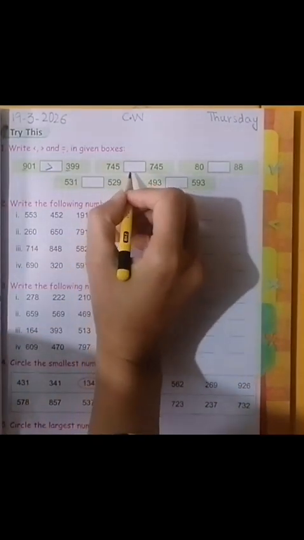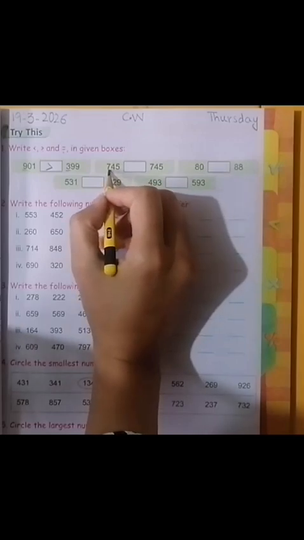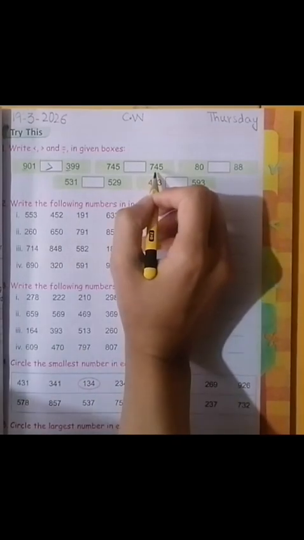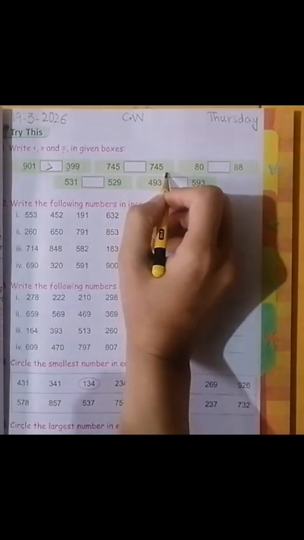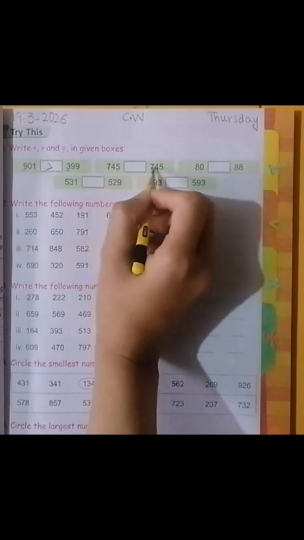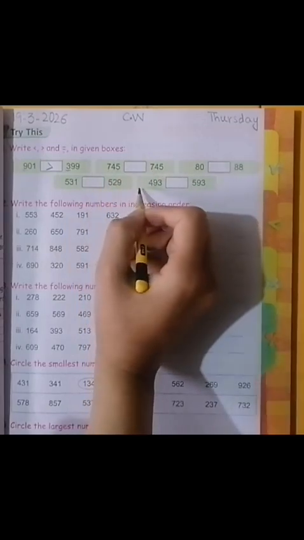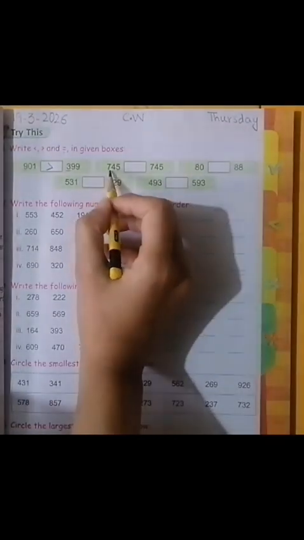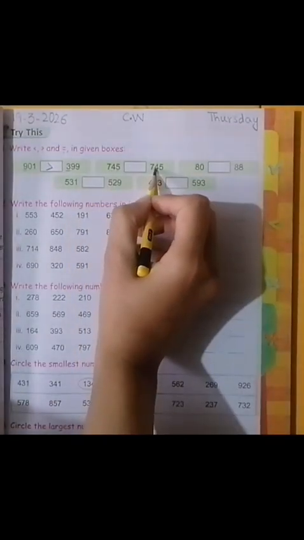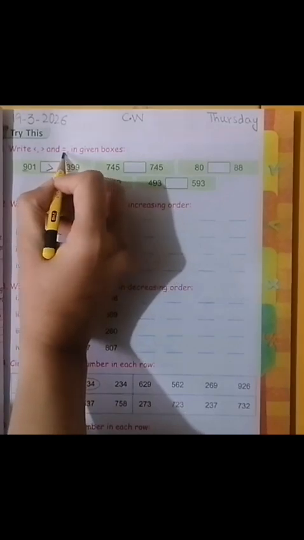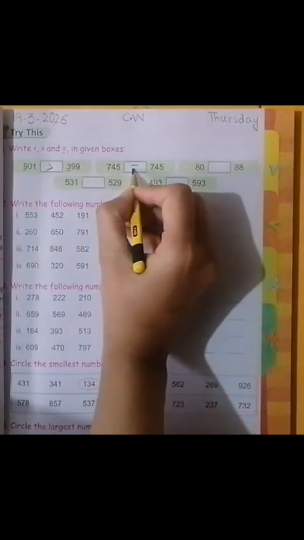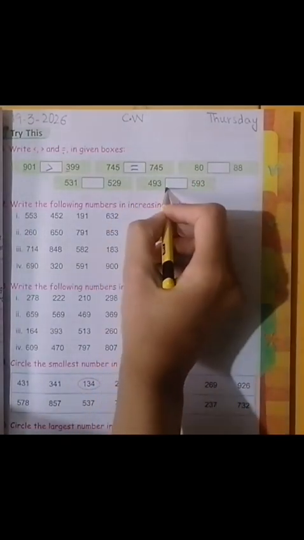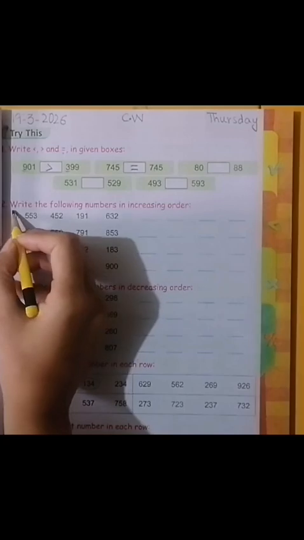Now look at this number. This is a 3-digit number 745, and on the other side here is mentioned 745. Now students, can you tell me if these numbers are same or different? Yes, these both numbers are same. So when both the numbers are same, we will use the symbol of equal to here. We are going to put the equal to sign here. Now these three parts are for your home task. Move towards question number 2.